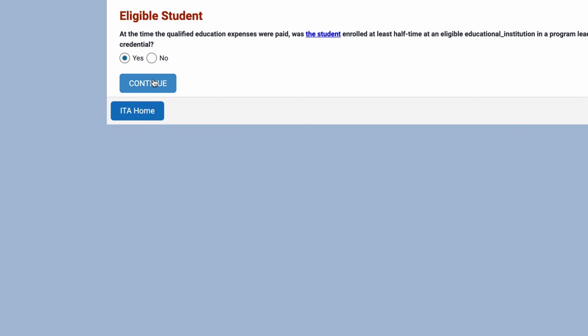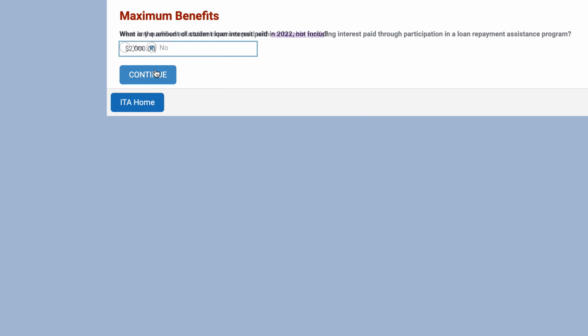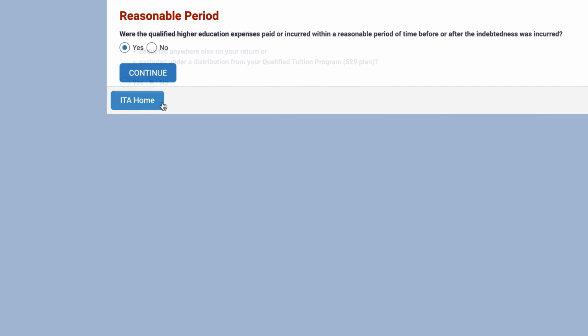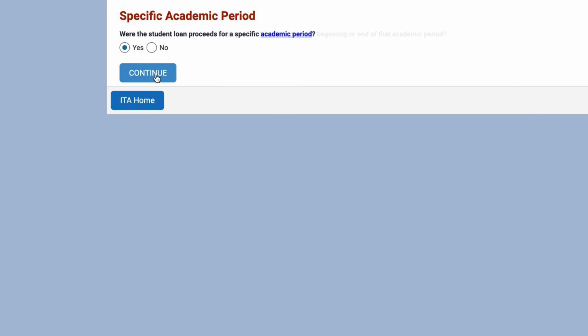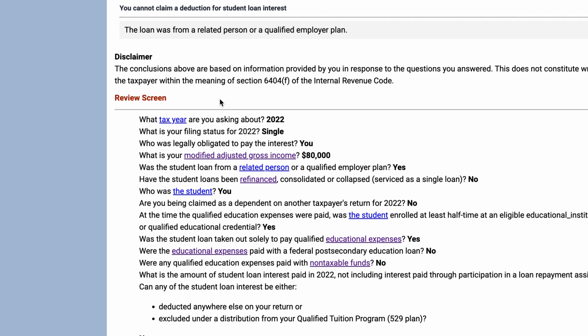So we're keeping all the other answers the same. And there's a difference. In this case, you can't claim a deduction because it was from a qualified employer plan or from a related person. So it does not meet the requirements.